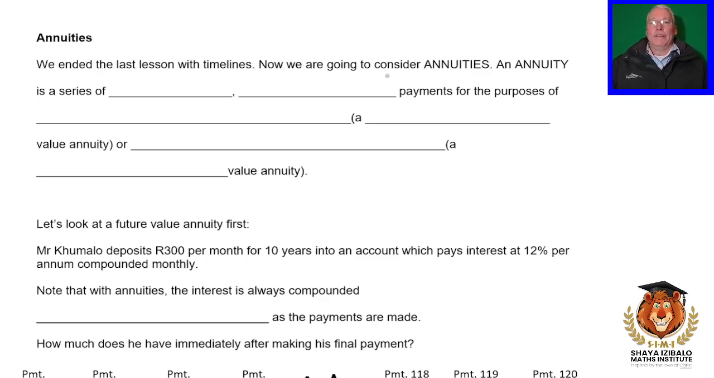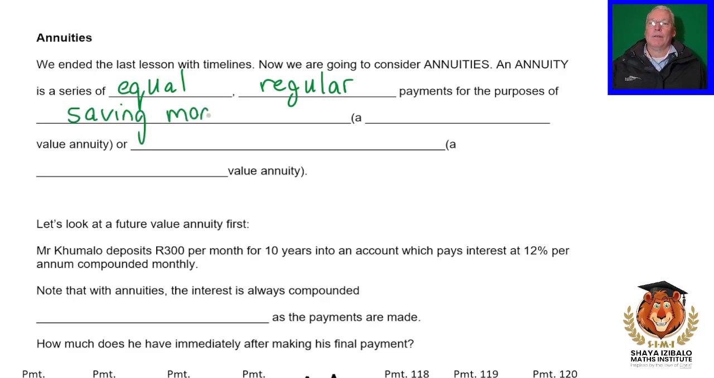Now, annuities. What an annuity is, it's a series of equal, regular payments. And the two reasons we have annuities. One is for the purposes of saving money, and that's called a future value annuity. All right, and the other reason is to repay a loan.